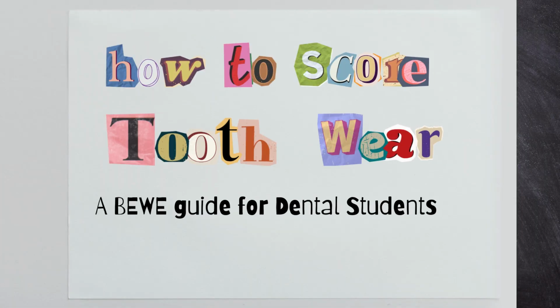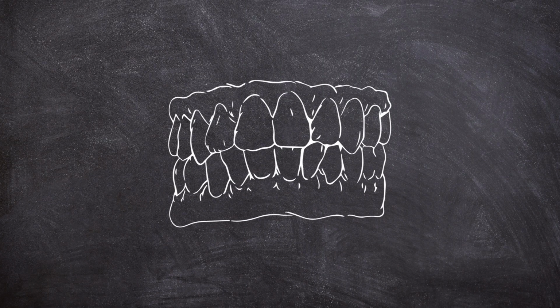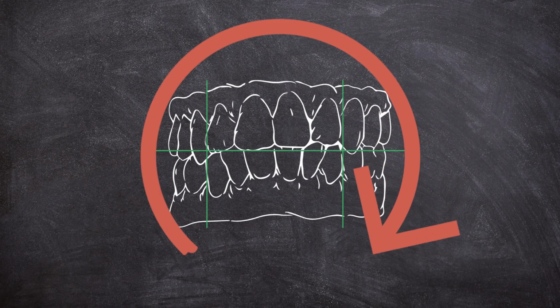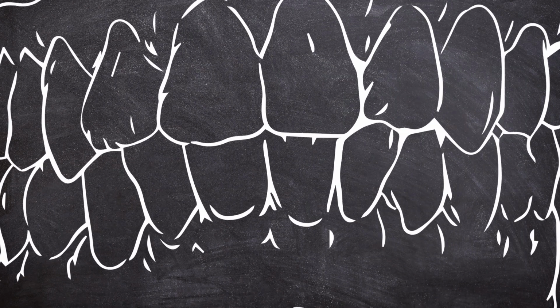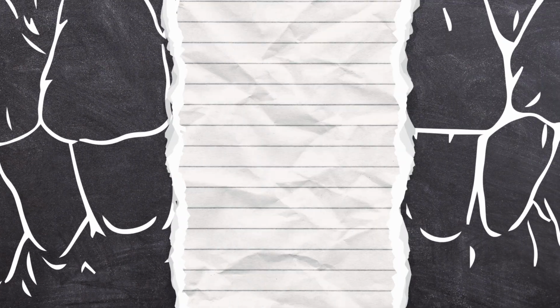How to score tooth wear, a BWE guide for dental students. BWE stands for Basic Erosive Wear Examination. To score tooth wear, examine the 6 sextants in a clockwise motion. In each sextant, record the worst affected tooth with the highest score.